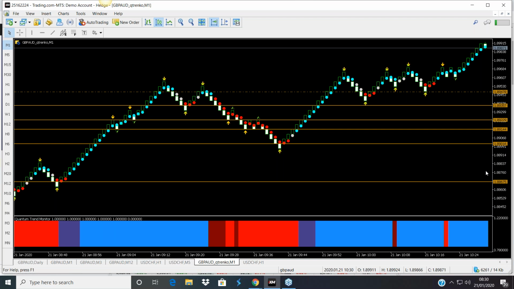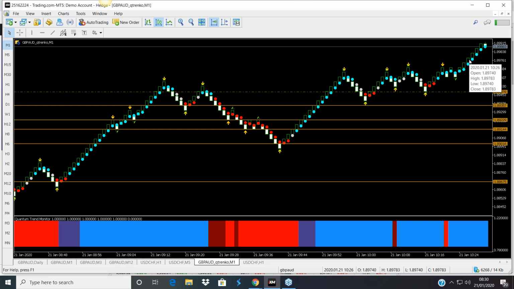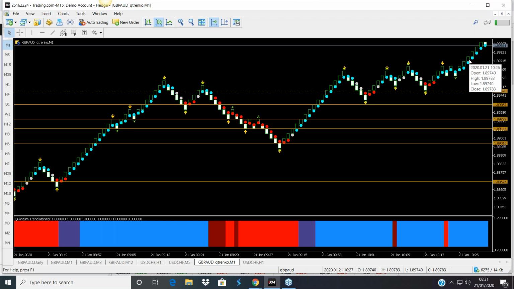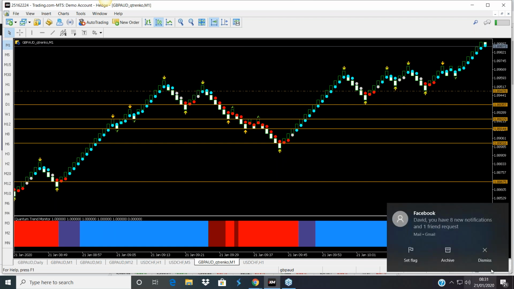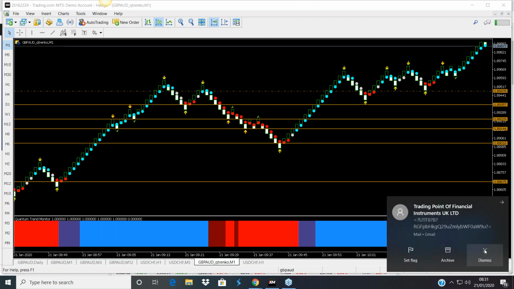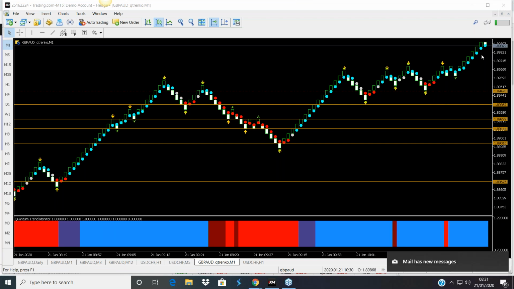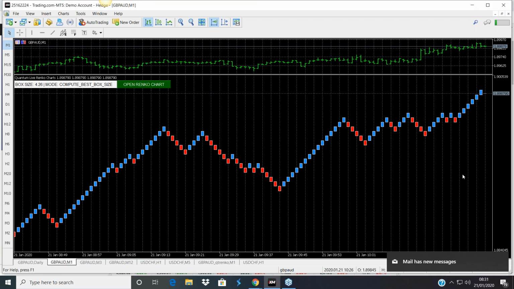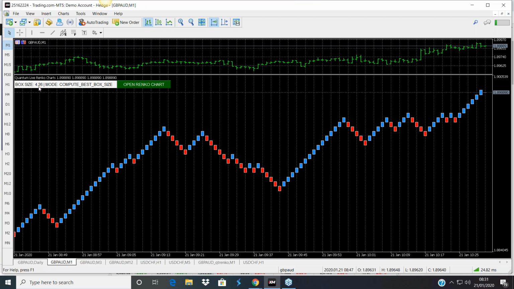In other words, you can have each one of these little bricks completing when 1 pip, 2 pips, 1.5 pips have gone through. You set the value yourself. But you can also set it to the ATR function, which is the average true range, and basically the indicator itself calculates what is the optimum pip value. And here we have what the pip value is at the moment. The box size, which is the brick size, is saying one of these little bricks will complete when 4.26 pips have gone through the market.